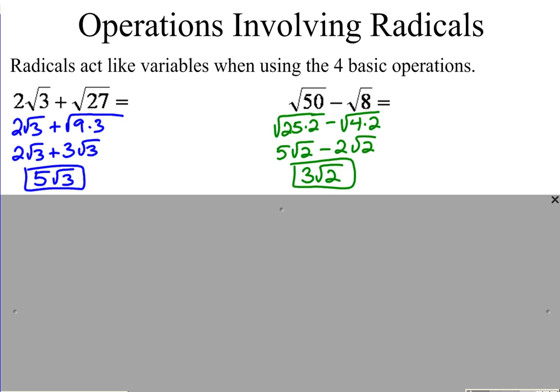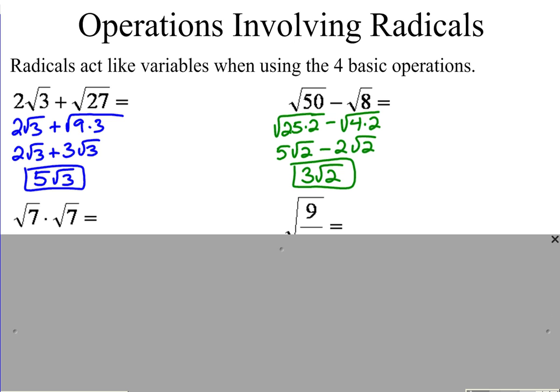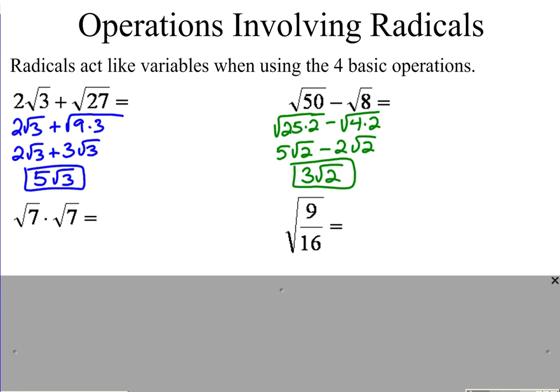So when you add or subtract, the radicals don't change, just like when you add or subtract variables. The variable doesn't change. You simply add the coefficients that are in front of the variable, add the coefficients that are in front of the radicals.